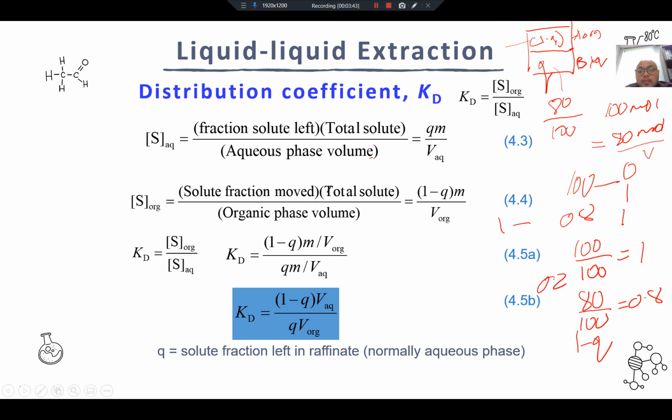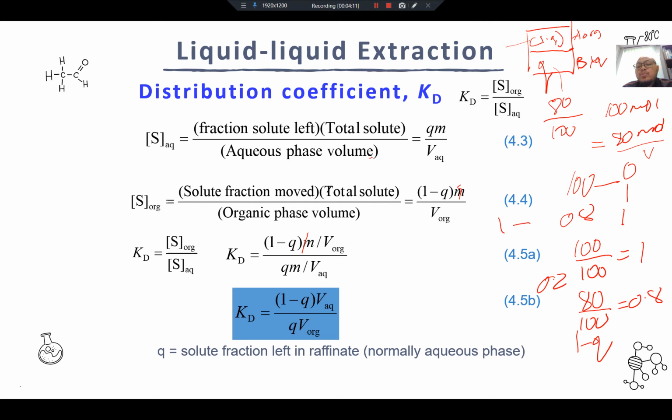So if you put that particular equation inside of this equation, you can have it like this: 1 minus Q times M over V organic, and QM over V aqueous. If you want to further simplify, because here M, if I'm not mistaken, I believe is the molecular mass.